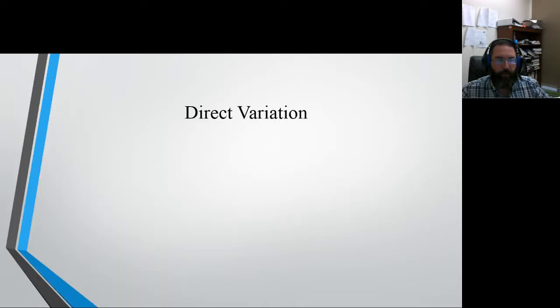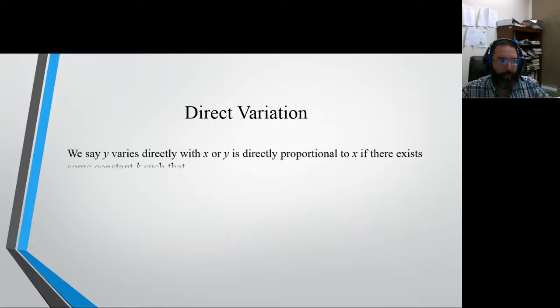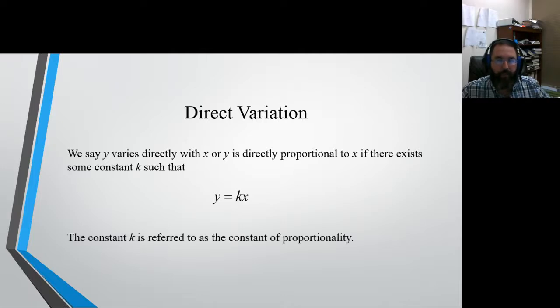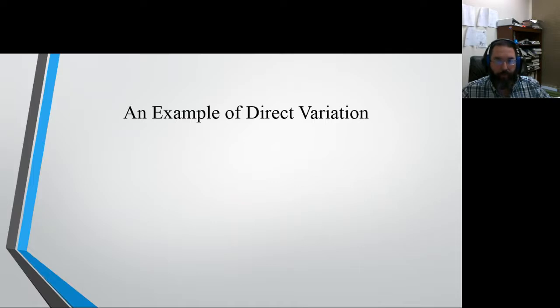So with direct variation, we say that y varies directly with x, or y is directly proportional to x, if there exists some constant k such that y equals kx, or k times x. The constant k is referred to as the constant of proportionality. So let's do an example of direct variation.